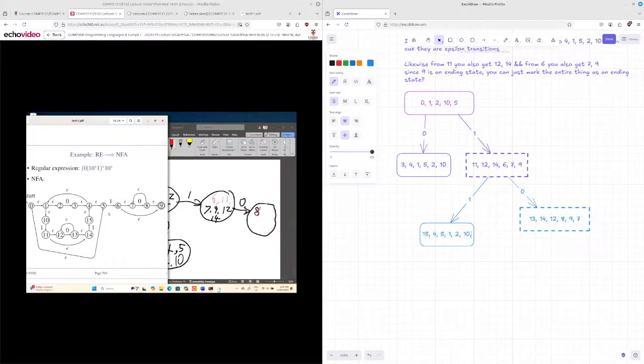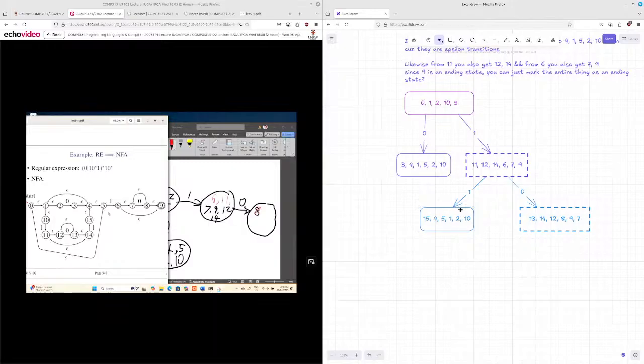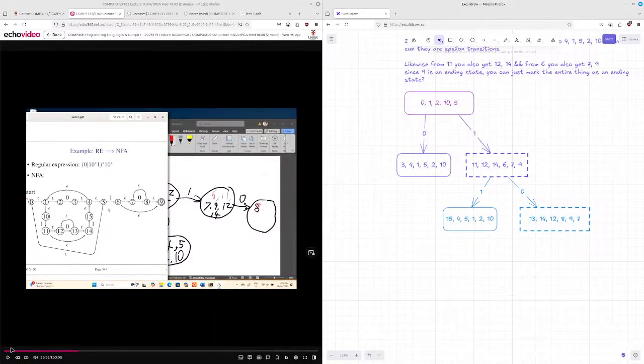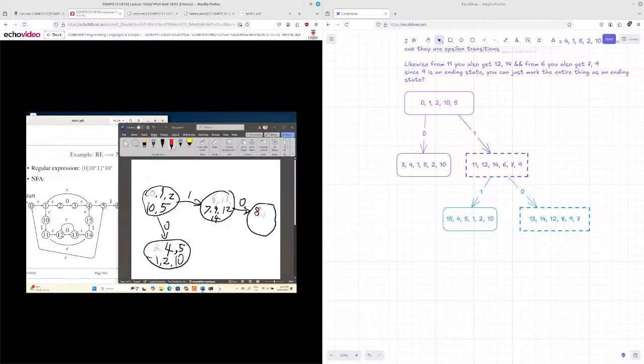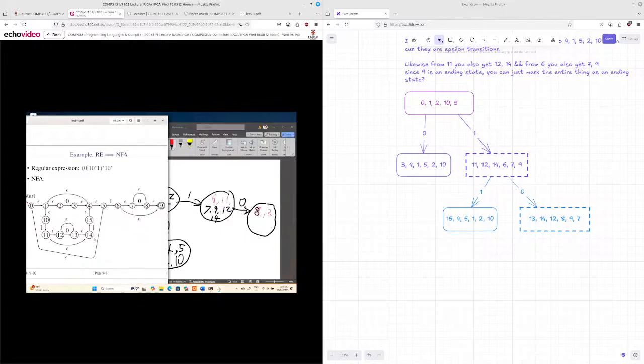What else have we got? 6. Can't do anything with 6. Can't do anything with 7. Can't do anything with 8. Can't do anything with 9. From 12, we're going to go to 13 along this 0 labeled transition. And 14, nothing. So that's it.